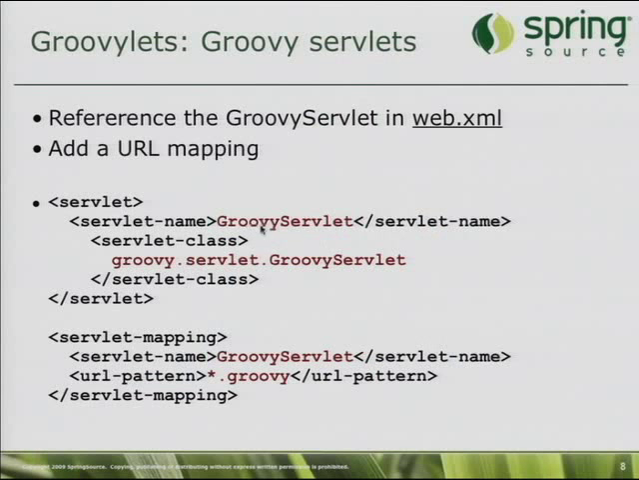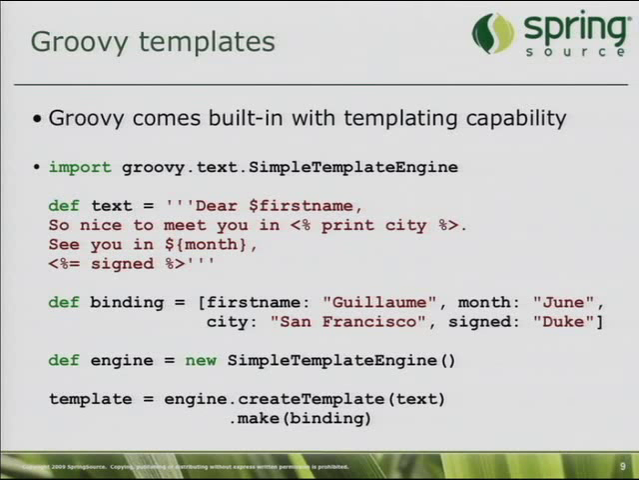So we can use the markup builder, and basically you just need to reference the Groovy servlet and define the URL mapping. And we also have another feature in Groovy, which is built-in template engines. If you've got a string which looks like that, you can use, like in GStrings, this $month notation, or you can use, like in JSPs, this less than and percent symbol to insert some value.